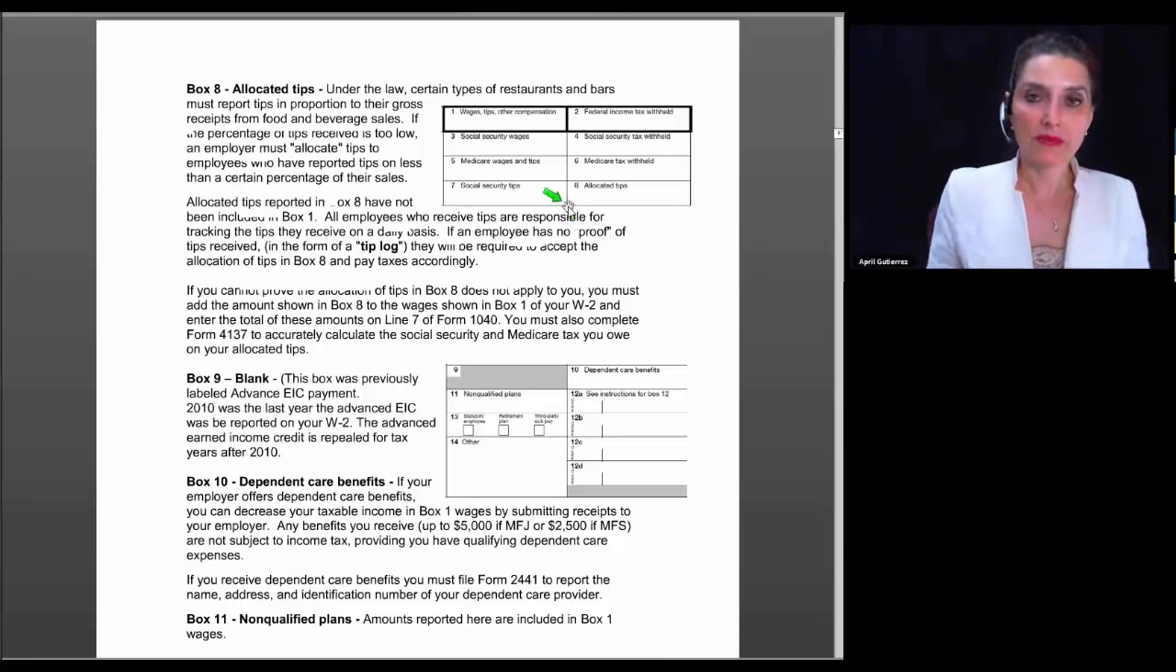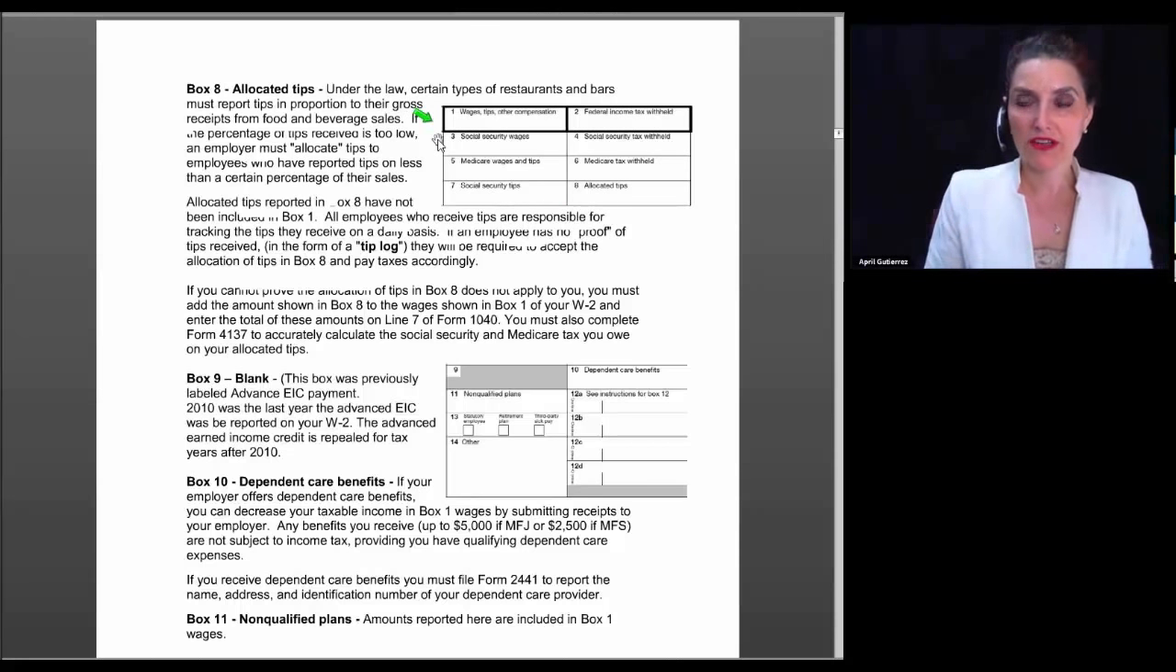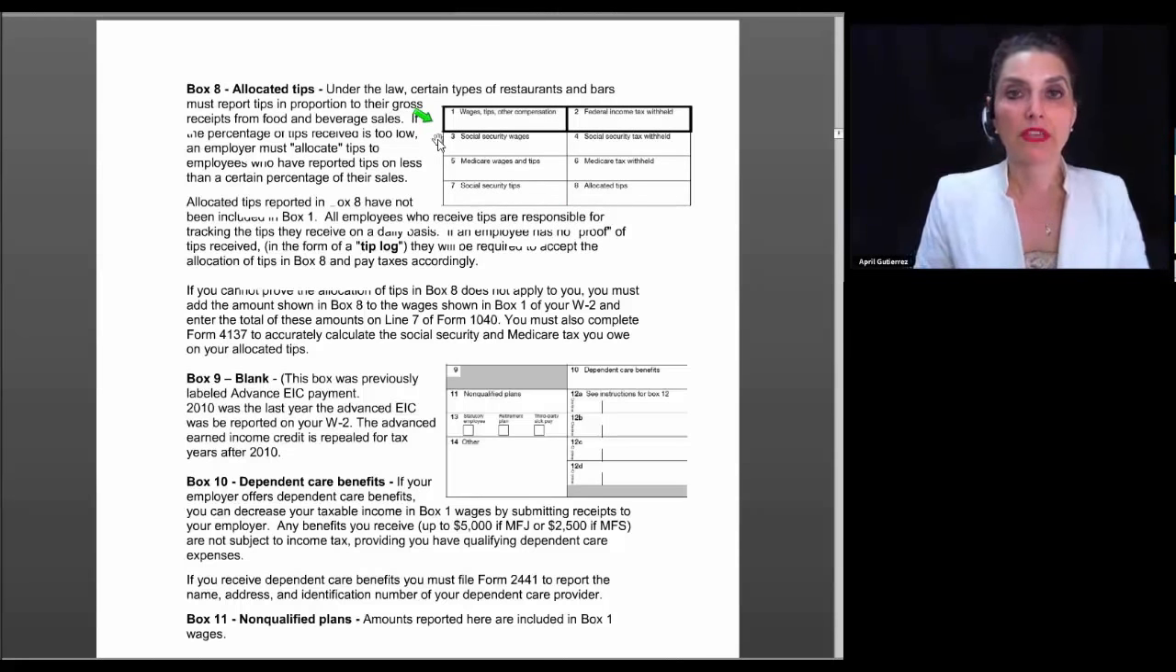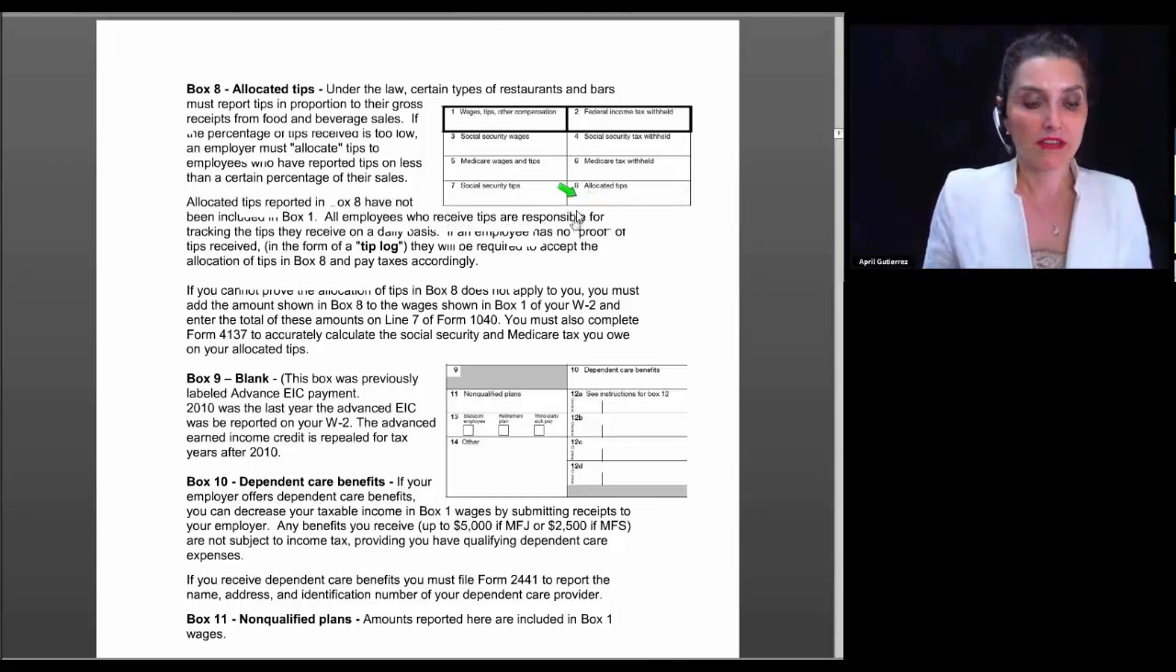And essentially, whatever number you see in Box 8, when you're filling out the tax return, you need to take Box 8 and add it to Box 1 and enter the total on line 7 of the tax return, unless the employee can prove they didn't get those allocated tips, in fact, because they had a tip log and can show that the actual amount of tips they received is less than the amount that they're showing as an allocation.